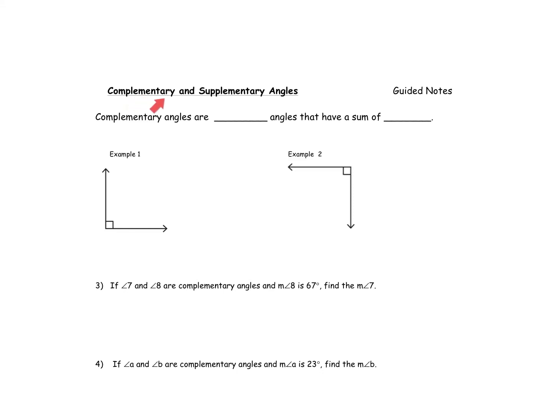Today's lesson is on complementary angles. This says complementary and supplementary. We're going to get to supplementary tomorrow. So complementary angles are a pair of angles, or in other words, two angles that have a sum of 90 degrees. So let's write that. Two angles that have a sum of 90 degrees.